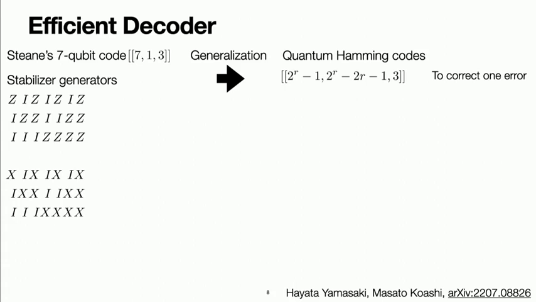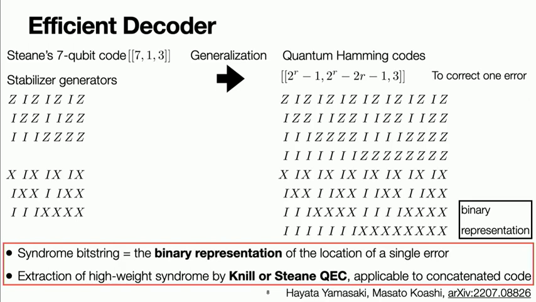In particular, our code is a generalization of the 7-qubit code that has distance 3. Since it has distance 3, the code can correct at most one error. The stabilizer generalizes the conventional 7-qubit code, and the stabilizer is carefully designed in such a way that the syndrome bit string becomes the binary representation of the location of the single error. And for the general class of concatenated codes, the weight of the syndrome may not be constant in this code, but for concatenated codes, there is a conventional way to extract high weight syndromes based on Knill's quantum error correction or Steane's error correction using a fault-tolerant preparation of the code words.